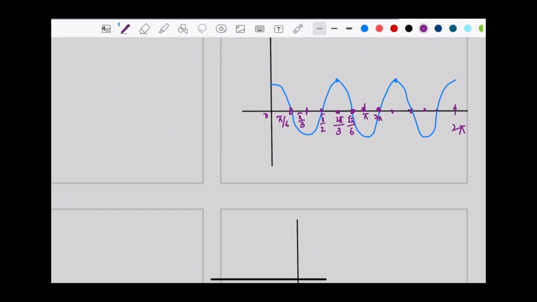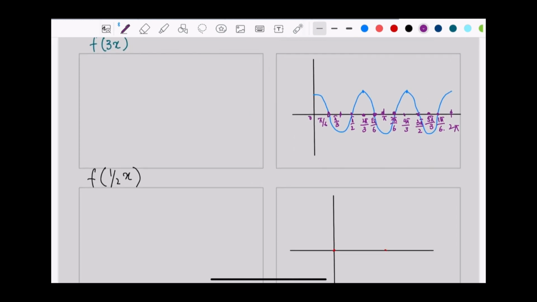7 pi over 6. 8 pi over 6, which is 4 pi over 3. 9 pi over 6, this value here is going to be 3 pi over 2. 10 pi over 6, which is going to be 5 pi over 3, and this one is 11 pi over 6, and the last one is 12 pi over 6, which is equal to 2 pi.